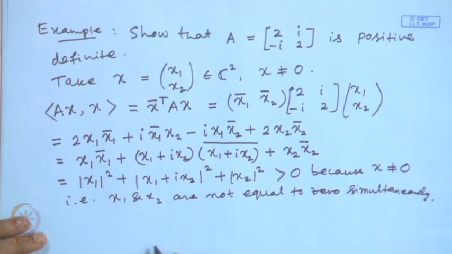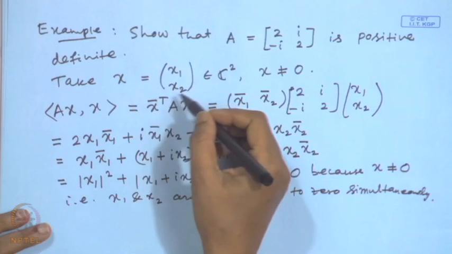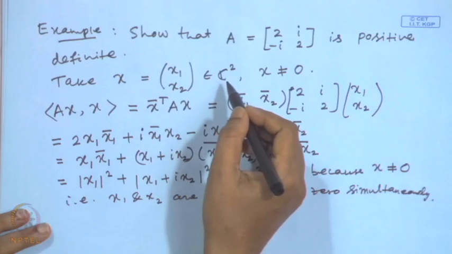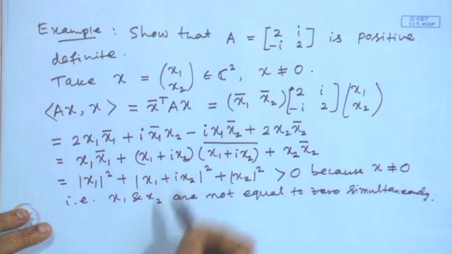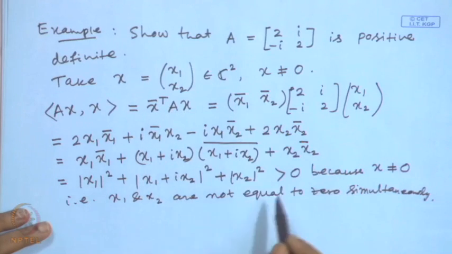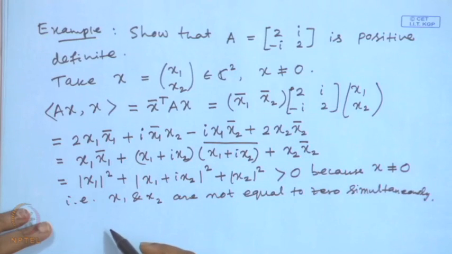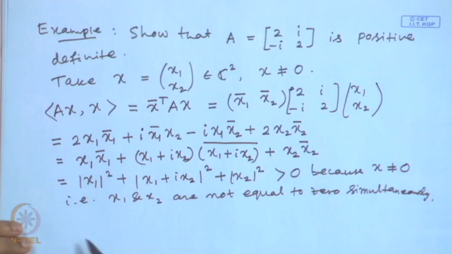So, whatever may be the values of x1 and x2, or whatever this x is, which is of course non-zero, we can show that this quantity, x bar transpose Ax, is always greater than 0. Therefore, this matrix A is a positive definite matrix. Similarly, one proves this for negative definite matrices or positive semi-definite matrices.